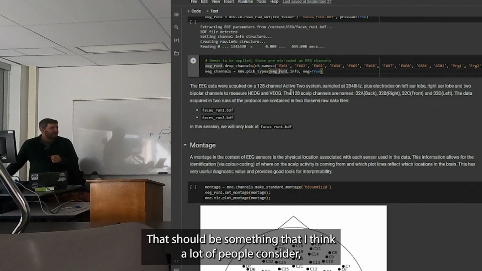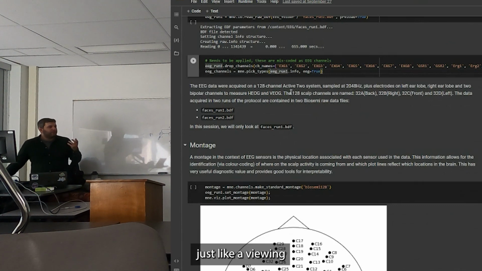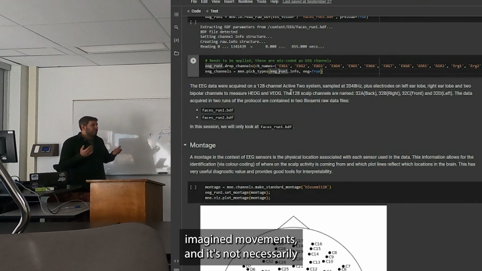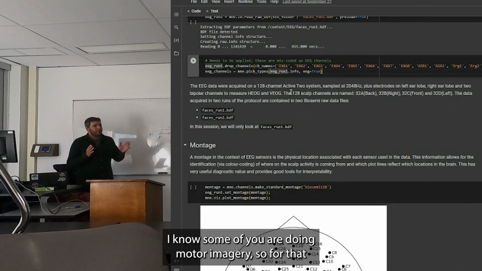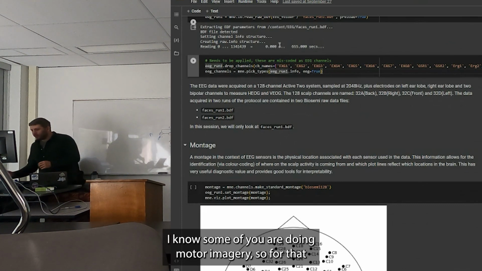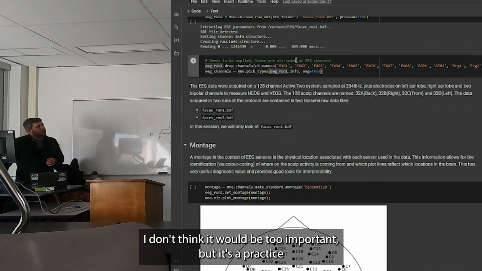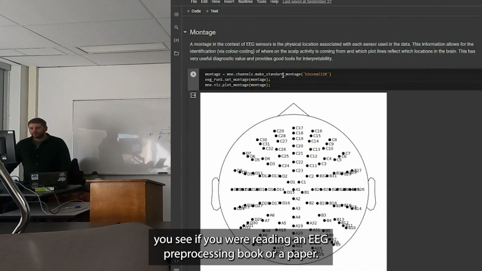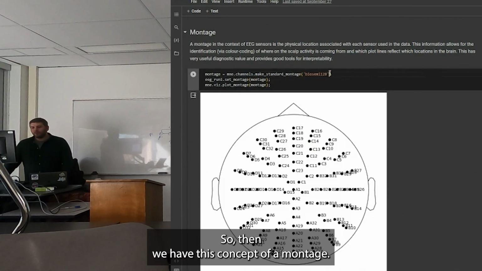That should be something that I think a lot of people consider, just like a viewing task as well. But once we have the eyes closed and maybe you're just doing imagined movement, then it's not necessarily as important. And I know some of you are doing that, motor imagery or so, but I don't think it'd be too important. So then we have this concept of the montage.